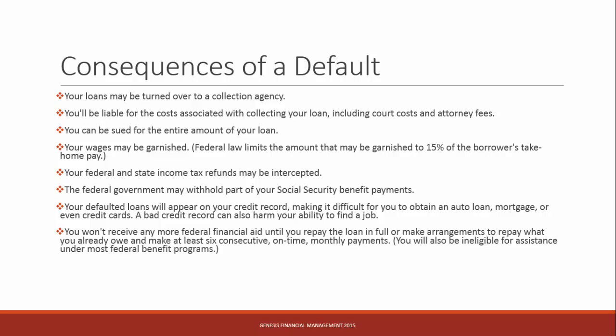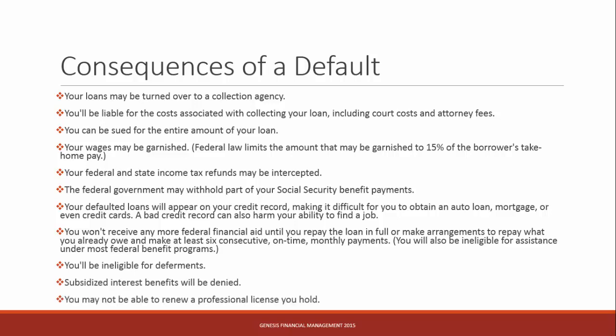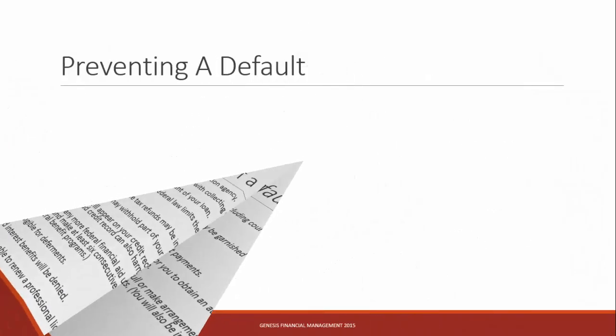You won't receive any more federal financial aid until you repay the loan in full or make arrangements to repay what you owe and make at least 6 consecutive on-time monthly payments. You will also be ineligible for assistance under most federal benefit programs. You'll be ineligible for deferments. Subsidized interest benefits will be denied, and you may not be able to renew a professional license you hold.